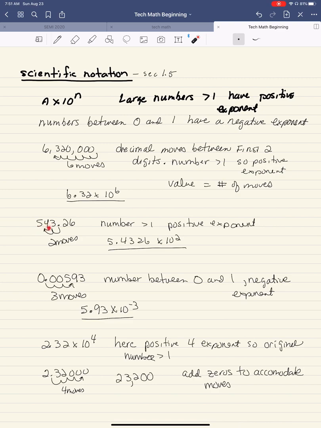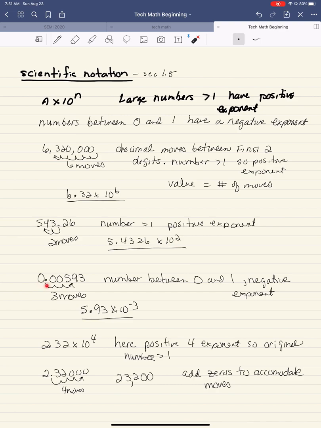If I have the number 543.26, here again my number is bigger than 1. I will have a positive exponent. I have to move it 2 moves to get it between the 5 and the 4. So the 2 moves is my 10 to the second. So it's going to be 5.4326 times 10 to the second.